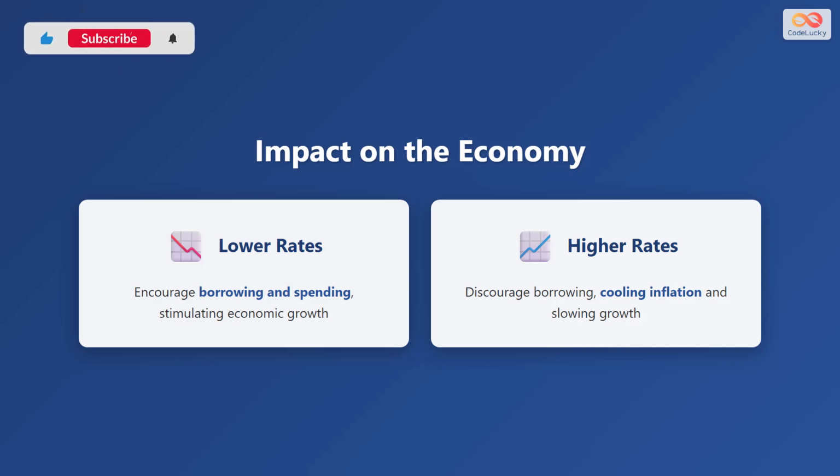The impact of the federal funds rate on the economy works in two directions. When the Fed lowers rates, borrowing becomes cheaper. This encourages businesses and consumers to take out loans, spend more money, and invest in growth. This stimulates economic activity and can help during recessions. On the other hand, when the Fed raises rates, borrowing becomes more expensive. This discourages excessive spending and borrowing, which helps cool down inflation and prevents the economy from overheating. It's a delicate balancing act.